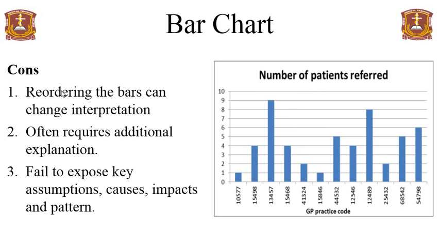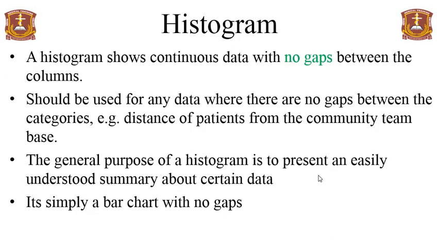So the disadvantages involve problems of interpretation when you reorder these bars. And then we also need some additional explanation to understand. You can't just look at the bars and start saying that this is what we have. So you need to be guided through to understand the trends, the axes, what we have by the bars themselves, and so on. Again, they fail to expose key assumptions, causes, impacts, and patterns. Now, what about histogram?